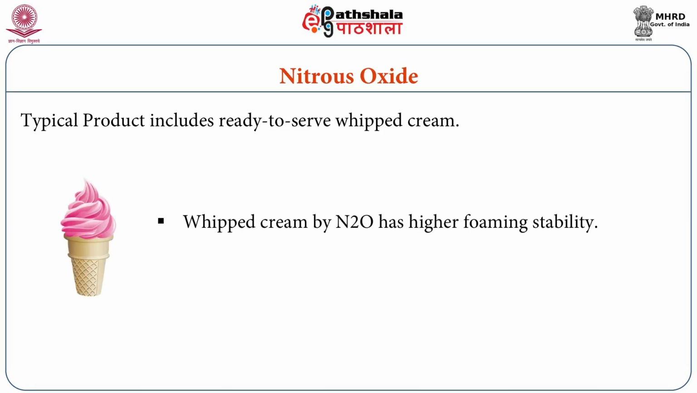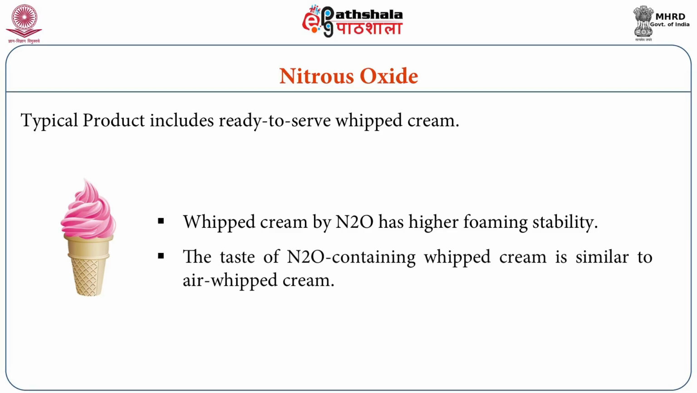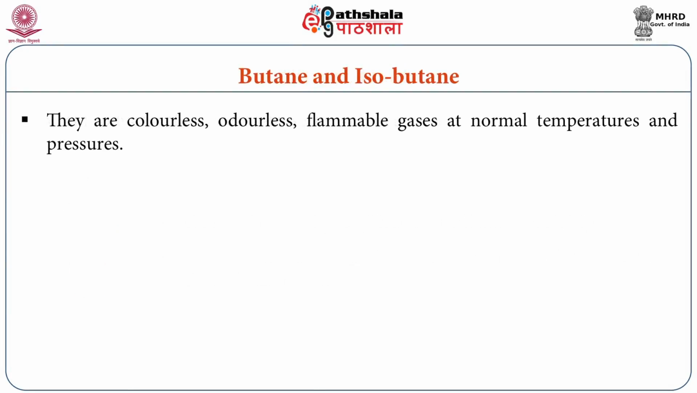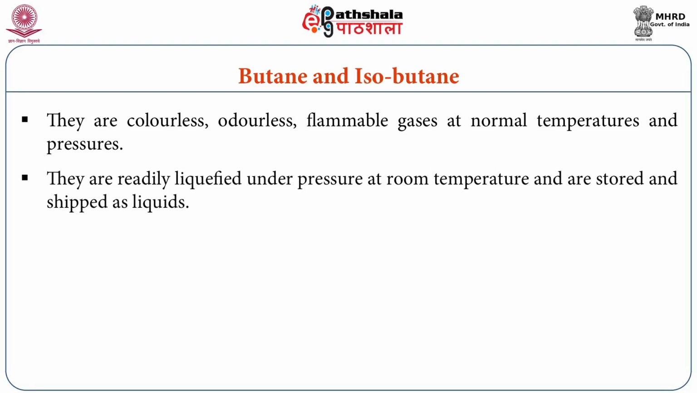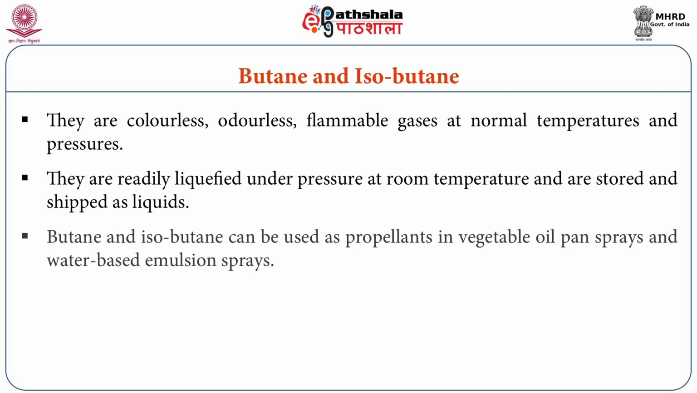Whipped cream made with nitrous oxide has a higher foaming stability, and the taste of nitrous oxide whipped cream is similar to air whipped cream. The next is butane and iso-butane. Both are colorless, odorless, flammable gases at normal temperature and pressure. They are readily liquefied under pressure at room temperature and are stored and shipped as liquids. Butane and iso-butane can be used as propellants in vegetable oil pan sprays and water-based emulsion sprays.